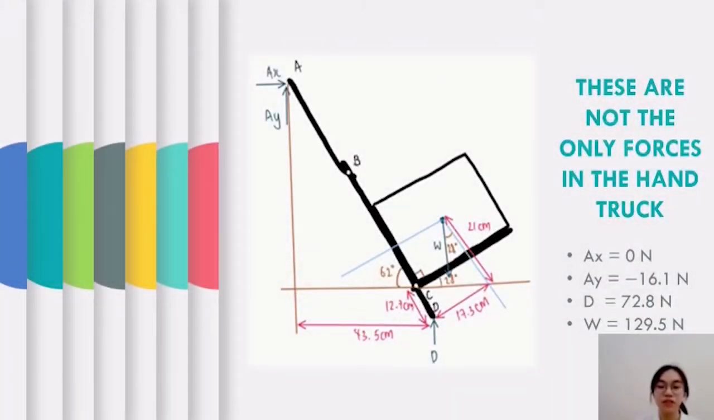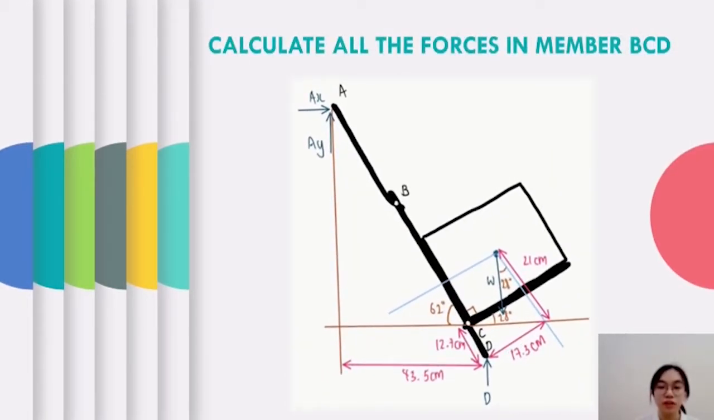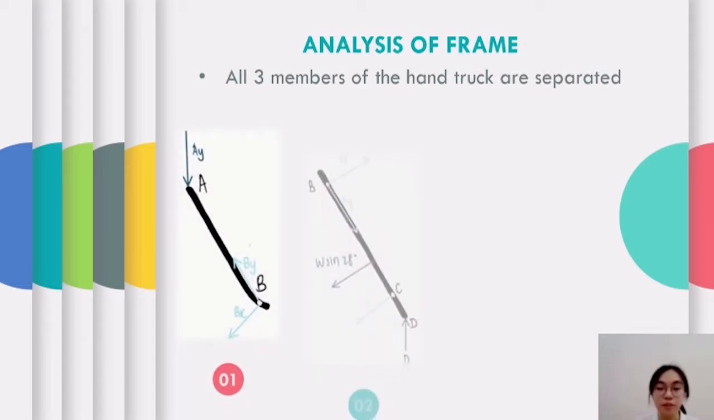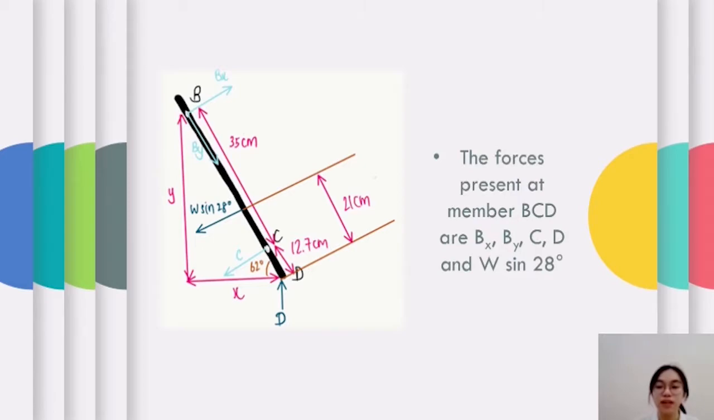So these are not the only forces present in the hand truck. There are still other internal forces present in each member of the hand truck. As an example, we calculate all the forces in members B, C, D. All three members of the hand truck are separated as shown in the diagram below. So the analysis of frame method is used in this case. After some analysis, it is determined that the forces present at member BCD are forces Bx, By, C, D, and W, which is the weight, sine 28 degrees.